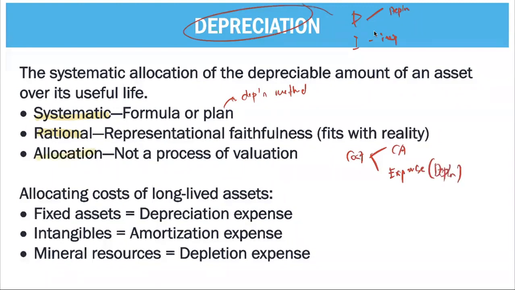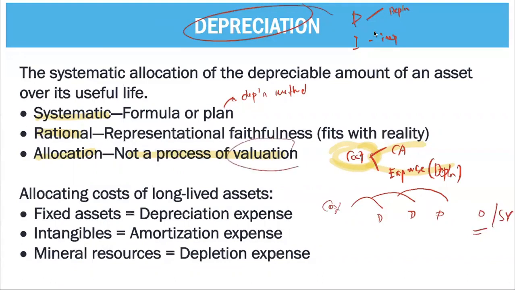So it's a mode of allocation, not a process of valuation. Why? We only allocate the initial cost to your carrying amount and your expense. Right? For your cost, as time passes by, we have depreciation, depreciation, depreciation until it becomes zero or based on its salvage value. As you can see, we only allocate the total cost over the life, but we do not actually value it. If we actually value it, we call it revaluation. But since we are only allocating, we call it depreciation.